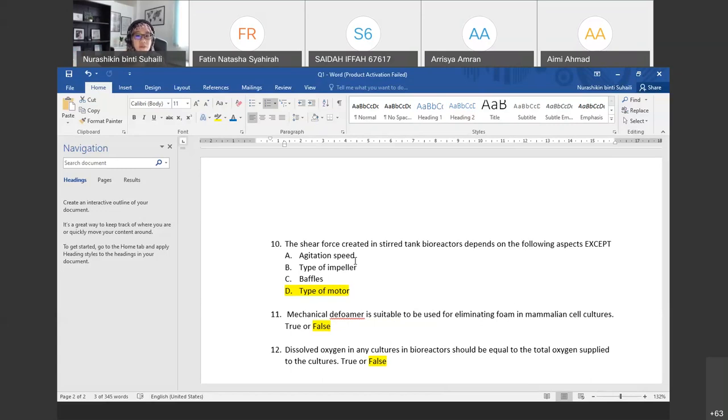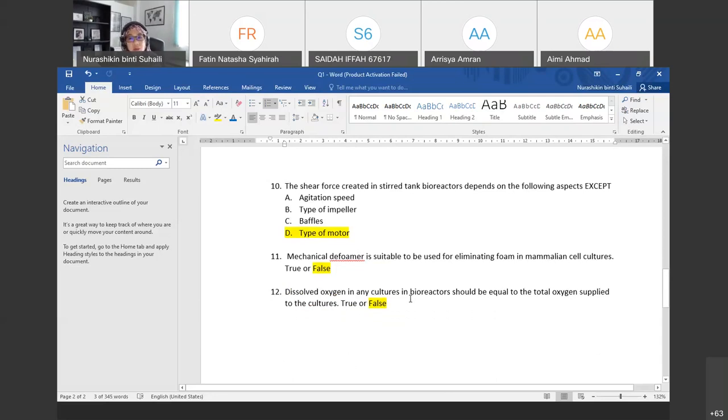A mechanical defoamer perhaps can be used for microbial cultures, which can be cultivated at high speed. Perhaps for mammalian cell cultures, in order to eliminate the foam, you need to add certain types of reagents or chemicals. Question number 12, the dissolved oxygen in any cultures in bioreactors should be equal to the total oxygen supply to the cultures.